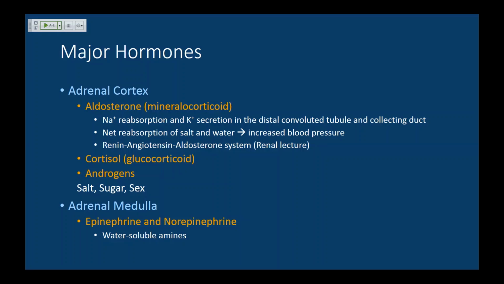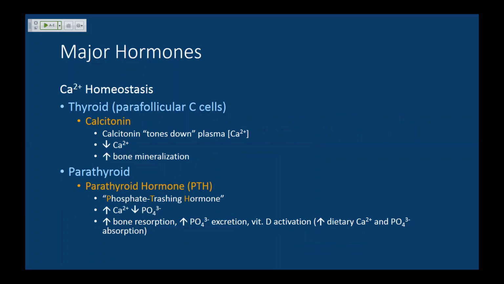All right, moving on. Calcium homeostasis. This is another big one. Okay, we talked about the thyroid and that it secretes thyroid hormone, and that's under control with the hypothalamic pituitary thyroid axis. But there is a part of the thyroid called the parafollicular C cells, C stands for calcitonin, that are involved in calcium homeostasis. Okay, and they produce calcitonin.